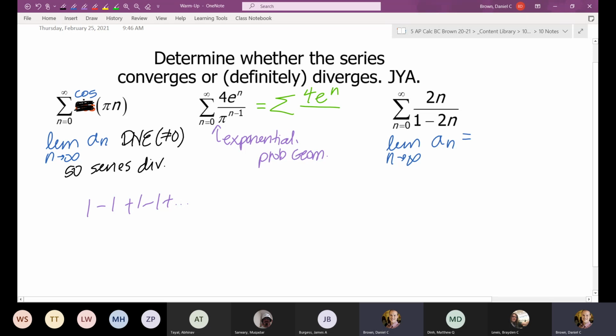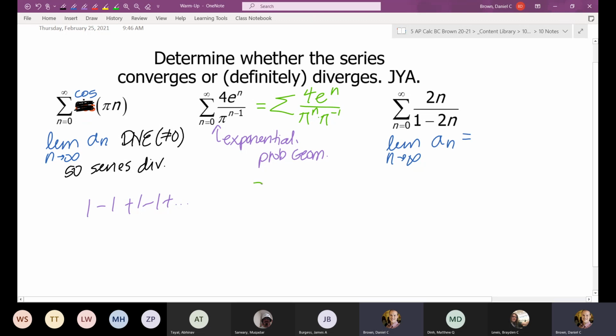Using properties of exponents, pi raised to n minus 1 is the same thing as pi to the n times pi to the -1. I know that if I have the same base, I can add the exponents, so pi to the n times pi to the -1 would just be pi to the n plus -1, or n minus 1.